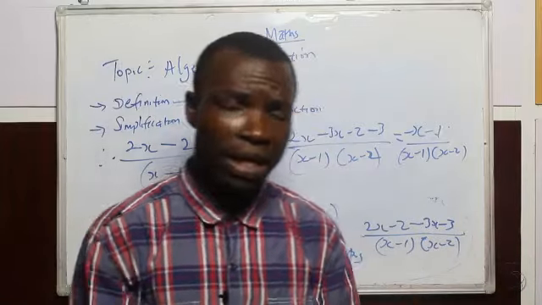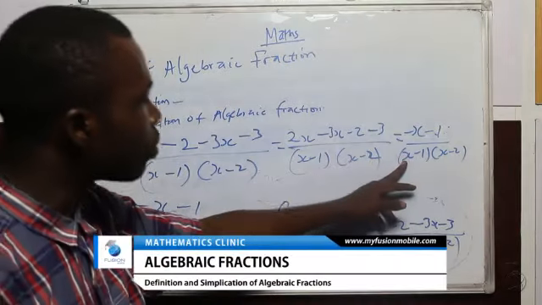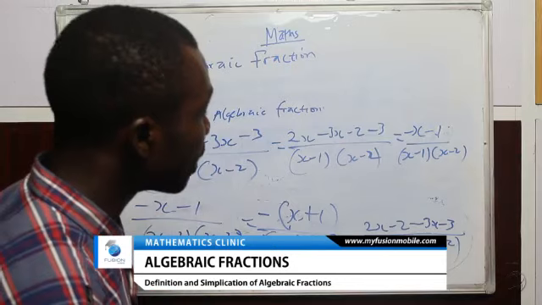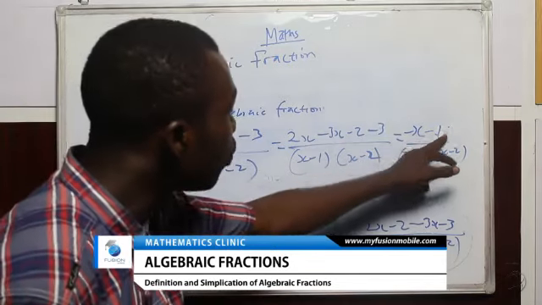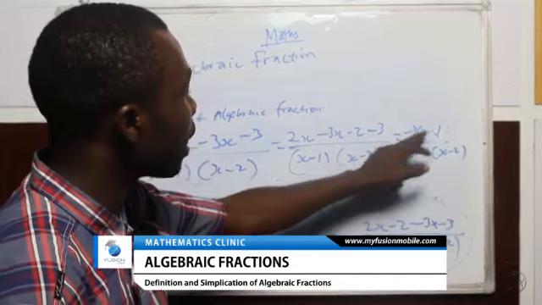We'll expand the bracket by reducing it to the lowest term. Now, in the long run, we result in minus x minus 1 over x minus 1 bracket x minus 2. We have to look for the common thing that is here. Minus is common between minus x and minus 1.